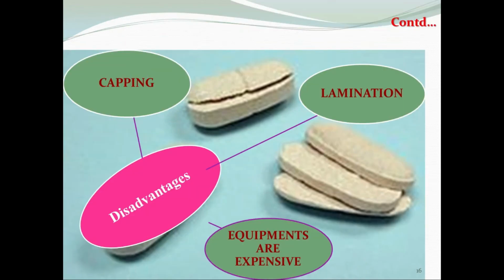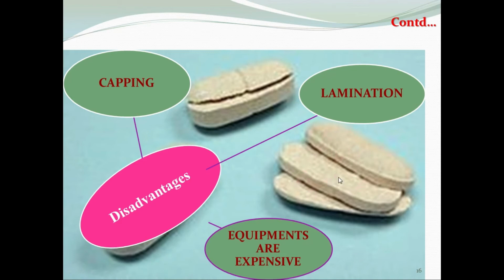Then the disadvantages of compression granulation. The first disadvantage is capping. You can observe capping in this figure. The main cause is the absence of moisture in your powder, so there might be chances of capping. That is nothing but a separation of the crown of your tablet. You can observe in this figure the separation of the crown into two parts, the upper part and the lower part, crown and body. The second disadvantage is lamination. Your tablet may break into more than two parts, that is lamination.